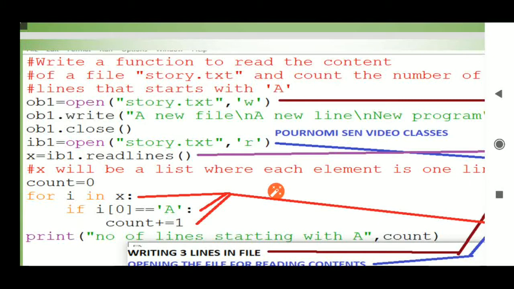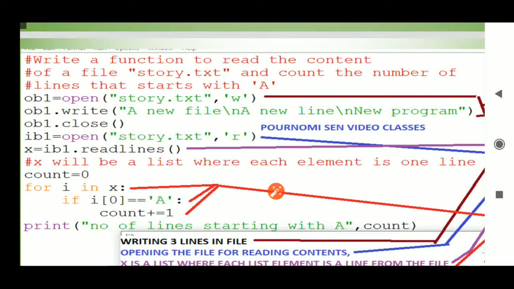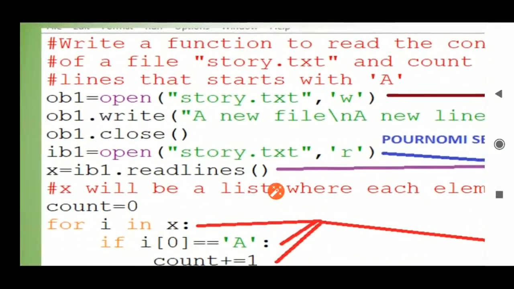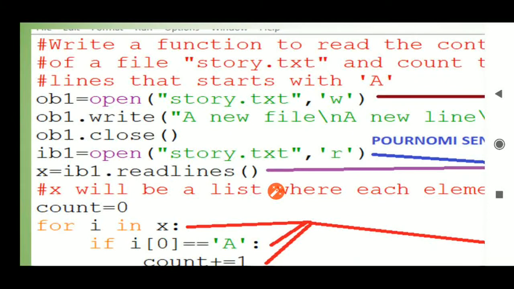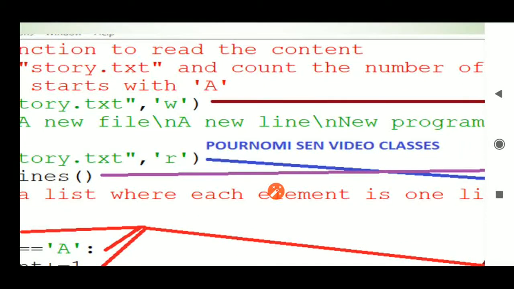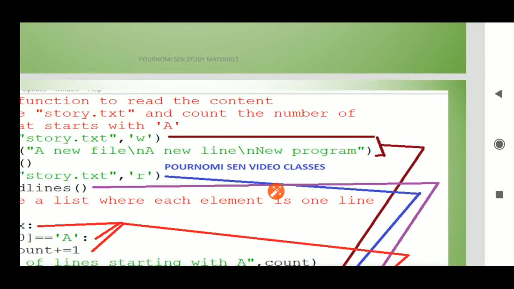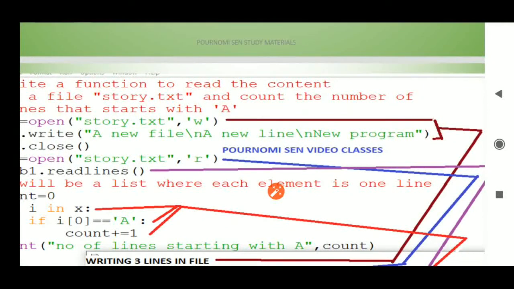So in the first 3 lines, what we are doing: ob1 equals open story.txt, w. That means you're opening the file in writing mode. Then in the next line, ob1.write, we are writing 3 sentences, or 3 lines, inside the file. They are separated by a newline. As you can see, the first line is a new file. The second line is a new line. They are separated by a newline character. And the third line is new program. That means we have created a file with the name story.txt and we have written 3 lines inside it.